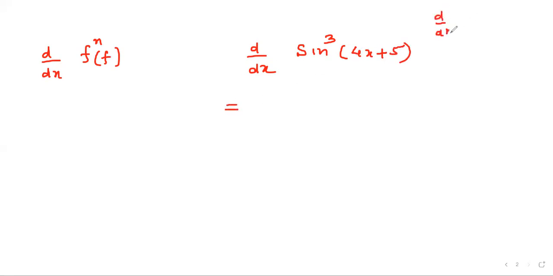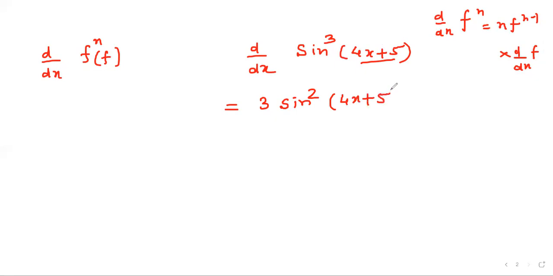d upon dx of function power n, that is n function n minus 1 into d upon dx of function. But one more step we have to include, and that will be derivative of this. So let's see how. So first we apply this formula. So it will become 3 sine square 4x plus 5 times d upon dx of function. Function is sine 4x plus 5. So sine 4x plus 5.